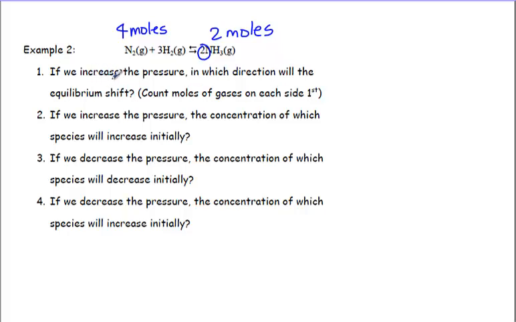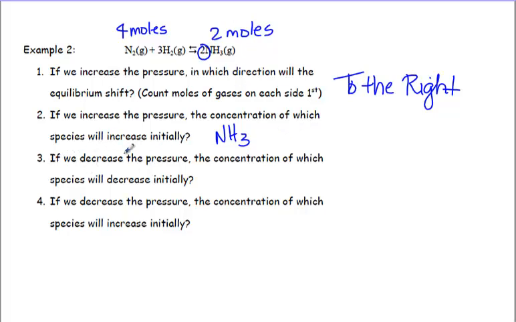So if we increase the pressure, remember it wants to go toward the side with the least number of moles. So it's going to go to the right. Count moles of gases on each side first. So we did that. If we increase the pressure, the concentration of which species will increase initially? Well, it is a shift to the right, so the concentration of the NH3 will increase initially, or any other product for that matter, but in this case it's the NH3.